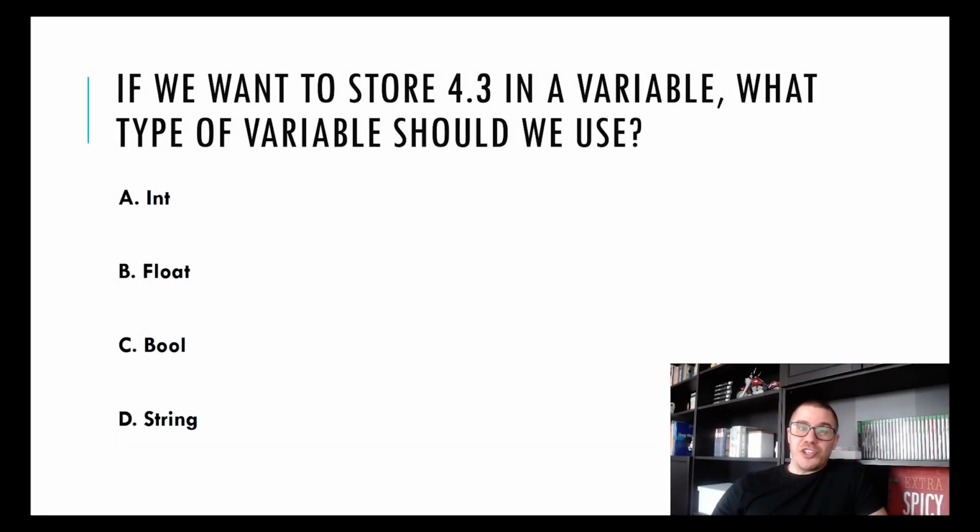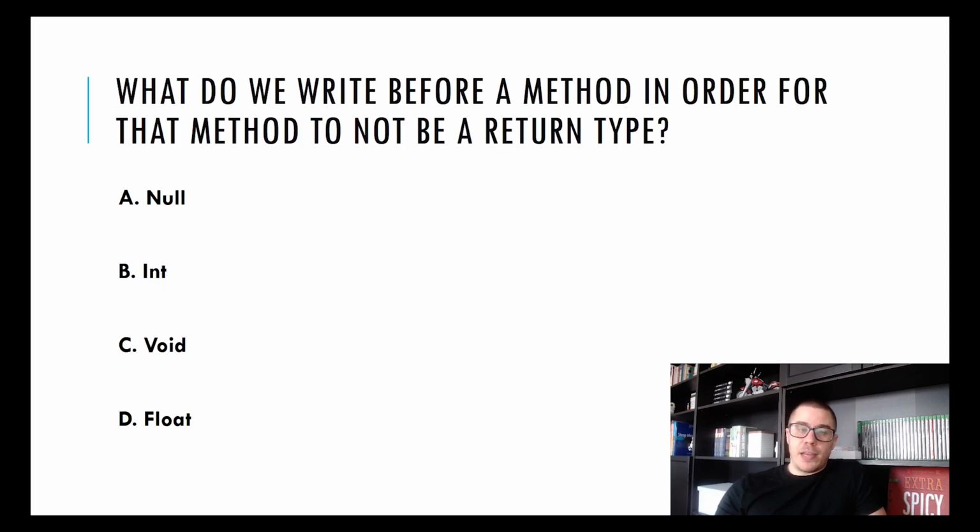And we have the questions. If we want to store 4.3 in a variable, what type of variable should we use? Int, float, bool, or string? A couple of seconds. And if you have chosen float, then you are correct. Int is for integer numbers, float is for decimal numbers, bool is for a value true or false, and string is for text.